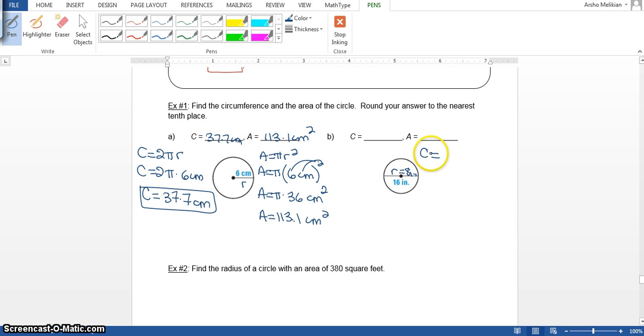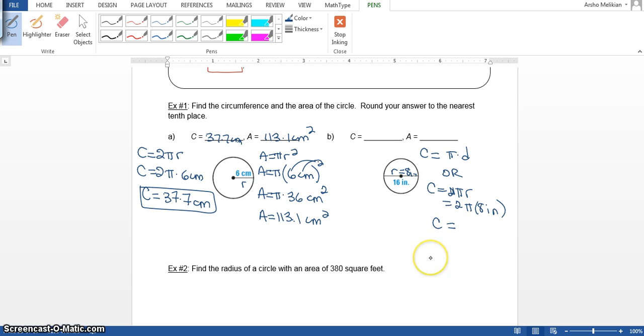So you can either say the circumference is pi times diameter. In that case, you don't have to cut the diameter in half. Or you can say the circumference is 2 pi r and go that way. Now, in this case, we have to find radius anyway for the area. So let's use this formula. 2 times pi times 8 inches.